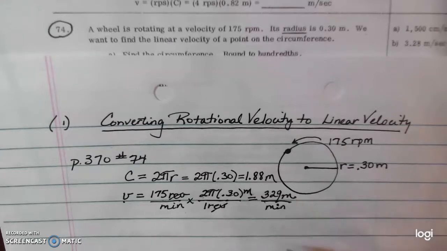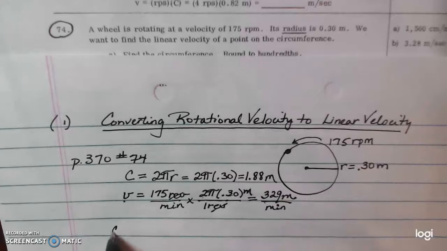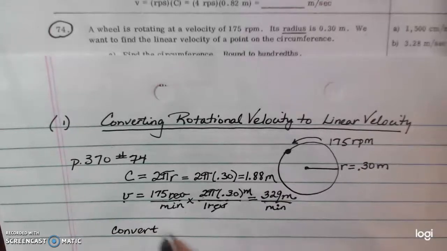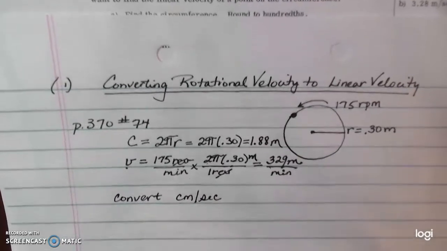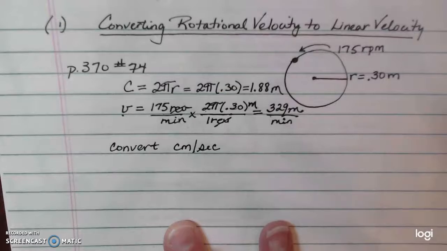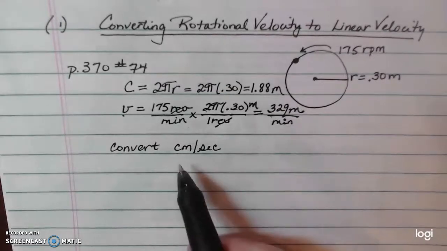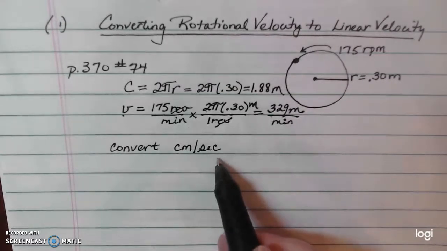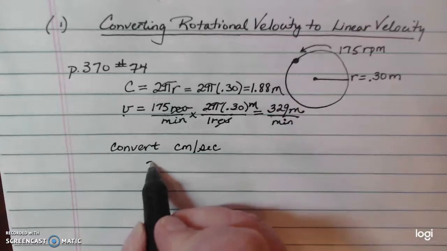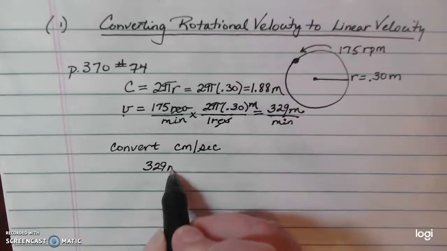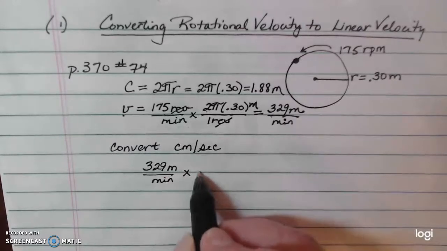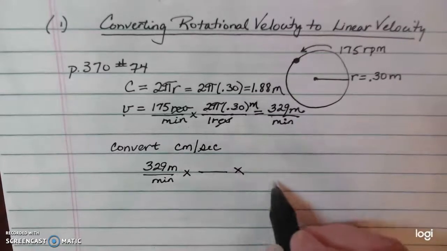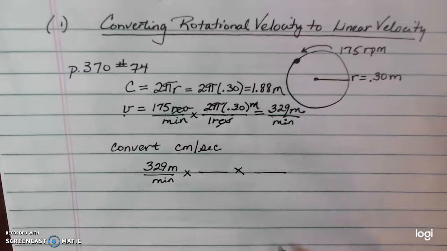Now, the problem didn't ask us to convert this to centimeters per second, but I'd like to just remind you how to convert that using the unit fraction method. So let's assume this problem said, give your final answer in terms of centimeters per second. I would write down what I'm starting with, 329 meters per minute. I know I want to get rid of minutes and I want to get rid of meters. So I'm going to have two fraction conversions.